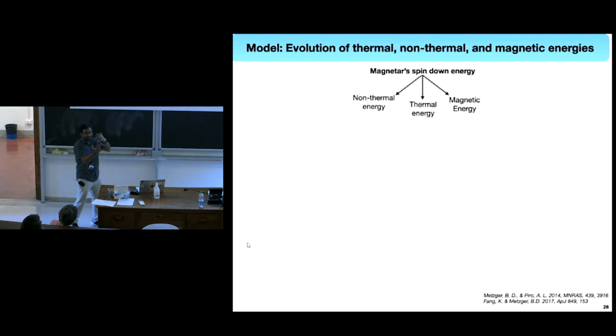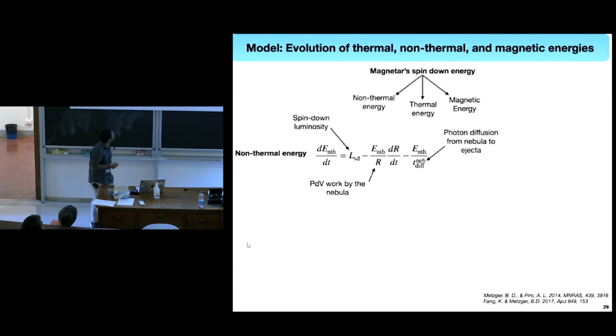So the magnetar is basically, because of the conservation of angular momentum from the merger itself, spinning around. But eventually, the energy that is associated with the spin is distributed in the non-thermal, thermal, and the magnetic energies. So let's look at the non-thermal energy first.